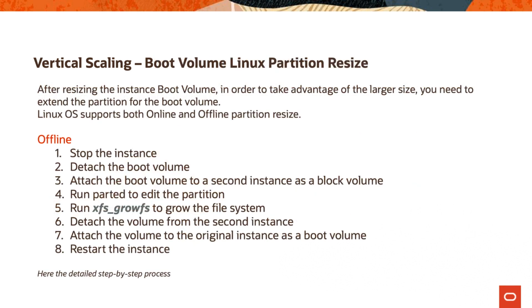So vertically scaling for a boot volume for Linux partition resize is going to look like these steps. You're going to have to stop the instance, detach the boot volume, attach it to a second instance as a block volume, run parted to edit the partition, and then run a couple commands inside of the actual OS, and then attach it again and restart the instance.